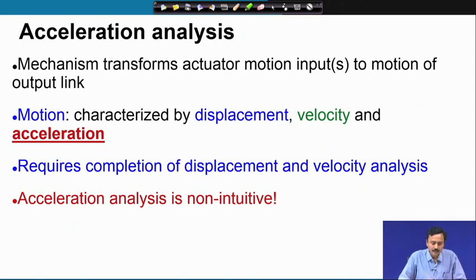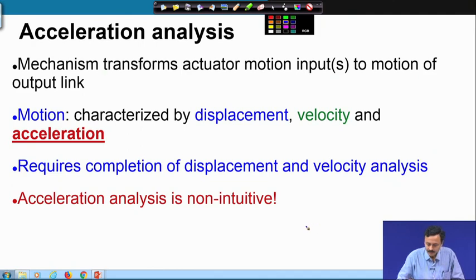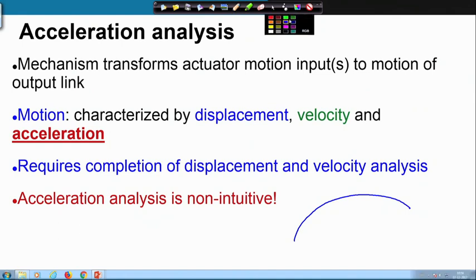Now, acceleration analysis is non-intuitive. We have discussed this point; let me reiterate once more. When a particle is moving on a path, the velocity of the particle at any point on the path is tangential to the path. The velocity vector is always tangential to the path. However, the acceleration vector does not have any such restriction.